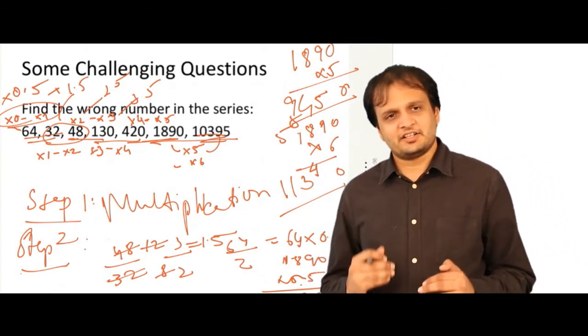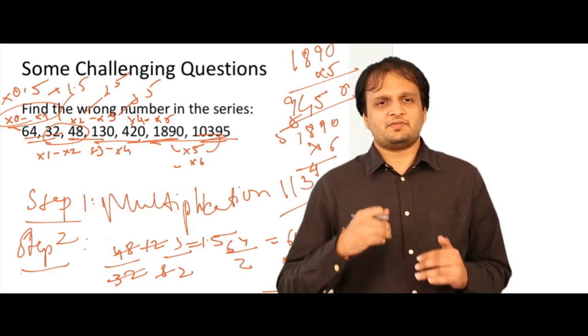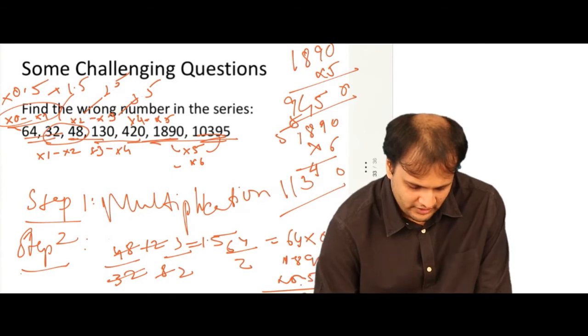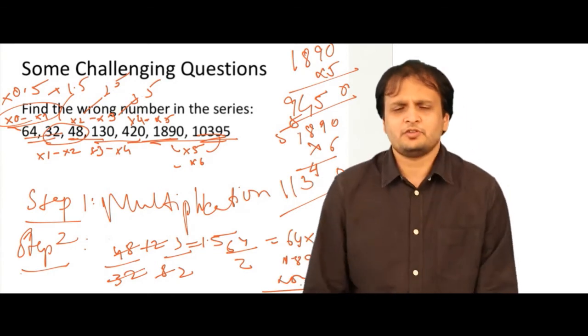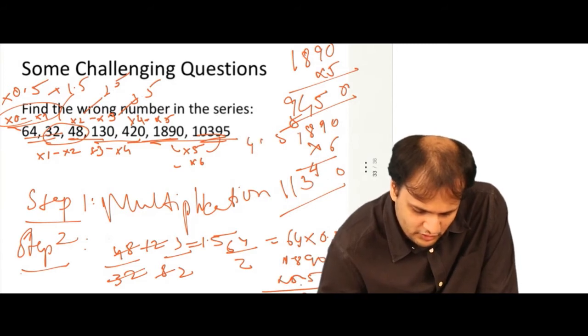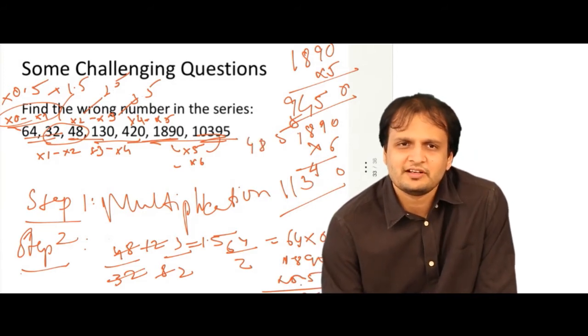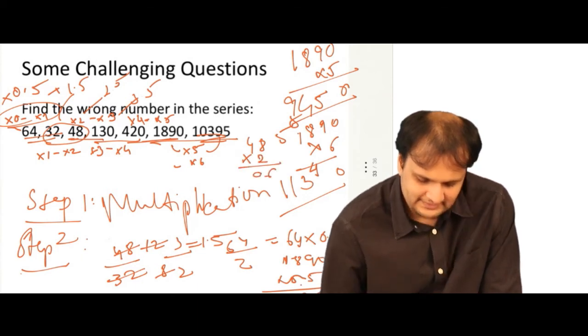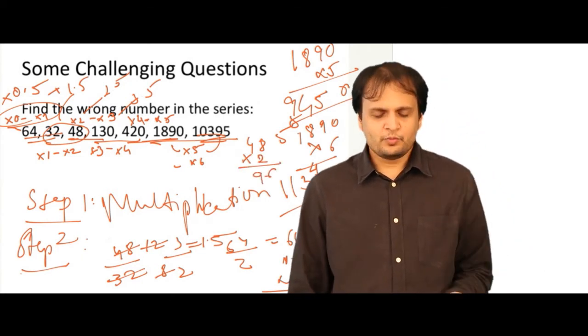64 into 0.5 is 32, 32 into 1.5 is 48, 48 into 2.5 is how much? Let's see. 48 into 2.5. How do I do 48 into 2.5? Do you know the shortcut? Let's see. 48 into 2.5. So let's first do 48 into 2. What is 48 into 2? 96. And then 2.5, no?